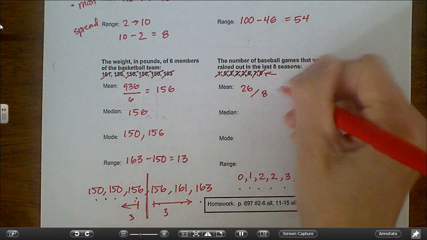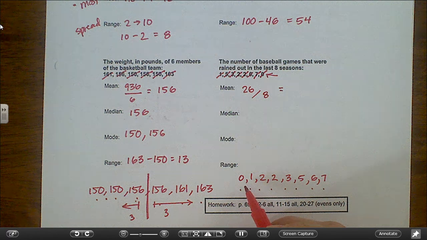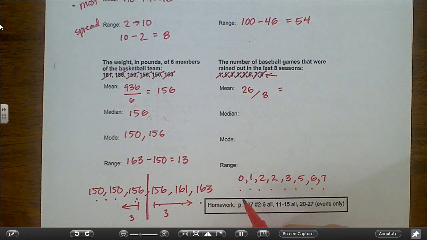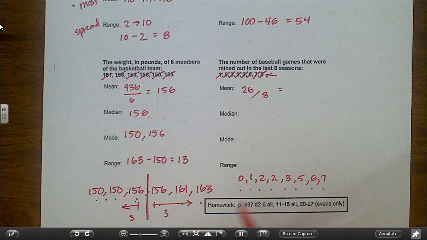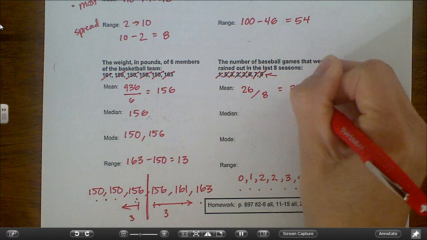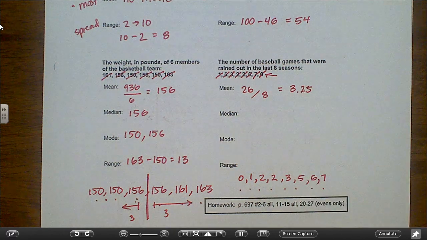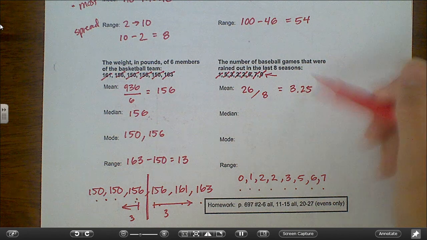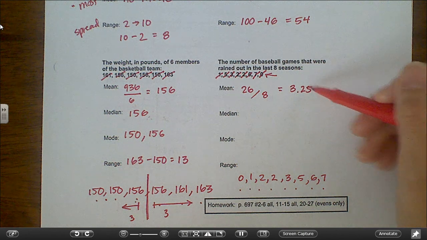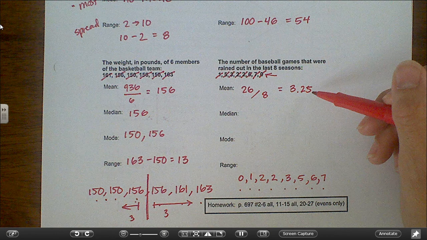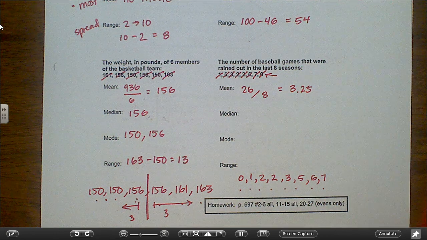So 26 divided by 8. If you divide by 7 and you forget about that 0, your mean's going to be off there. So that would be 3.25 for the mean. So the mean is the average number of games that got rained out, 3.25. Obviously, you can't have a quarter of a game rained out, but that's just the way the math works on it.